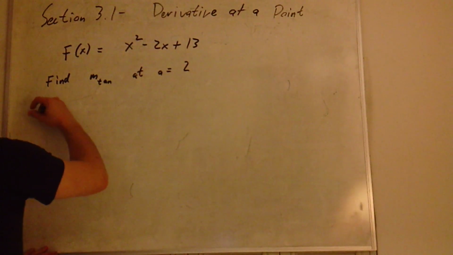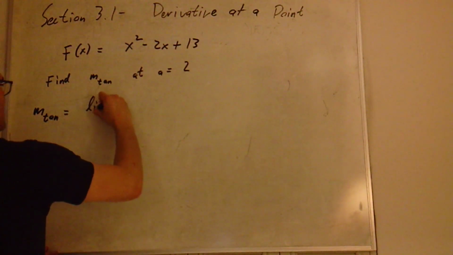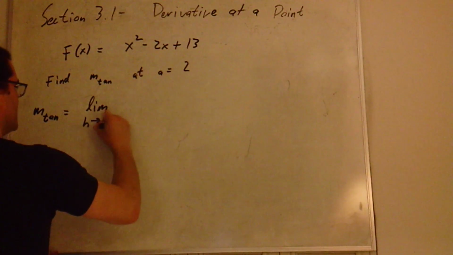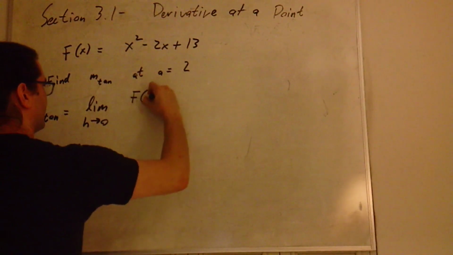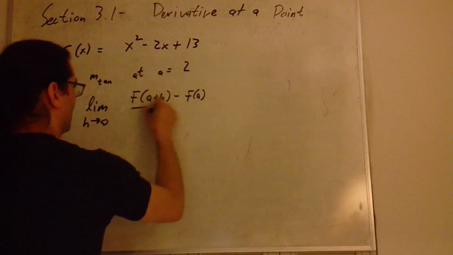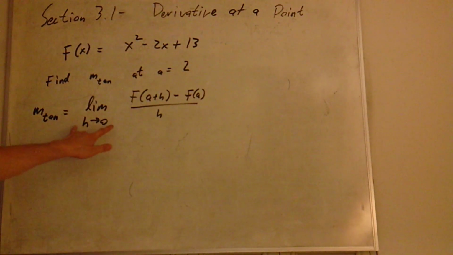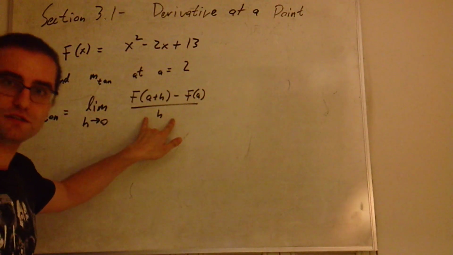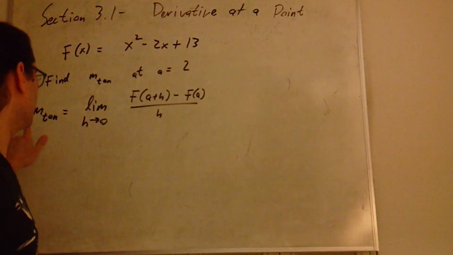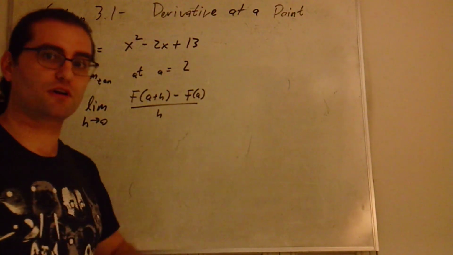And m tan is the limit as h approaches 0 of f of a plus h minus f of a all over h. This is the limit of a difference quotient. That will always get you the slope of the tangent, which, moving forward, we're going to call a derivative.